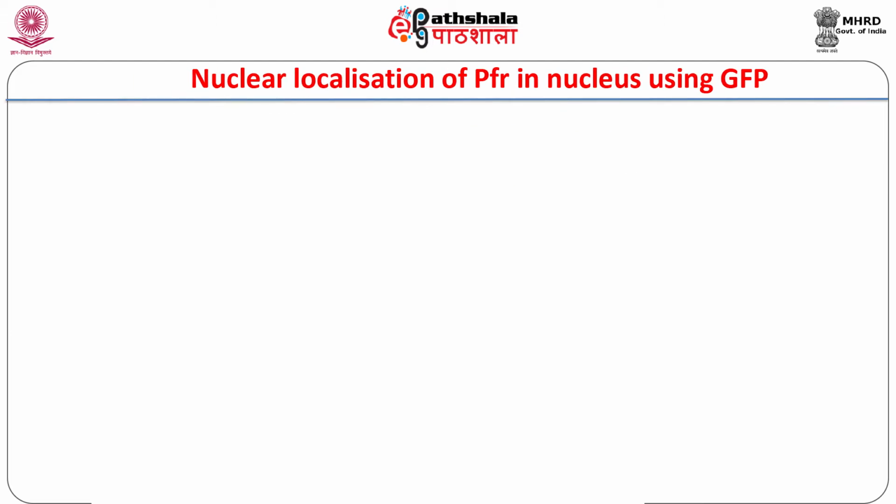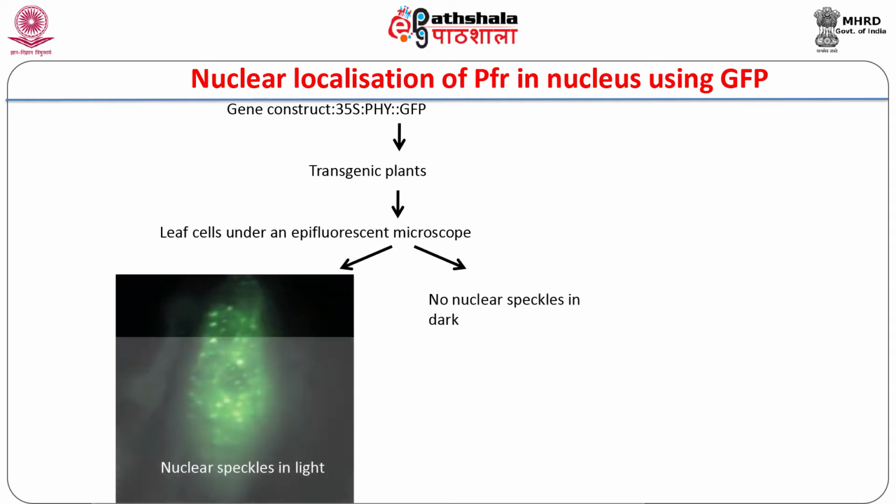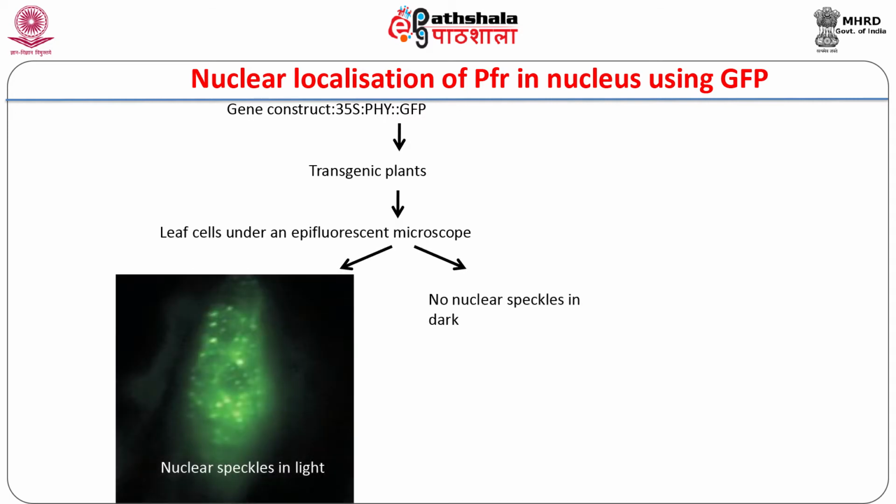Migration of phytochrome to the nucleus can be visualized by making transgenic plants that express fusion proteins of phytochrome with green fluorescent protein or GFP. Green fluorescence, due to the expression of phytochrome fused to GFP, is observed in the cytoplasm of leaf cells when plants are placed in dark. And in plants exposed to light, the fluorescence is observed in the nucleus.